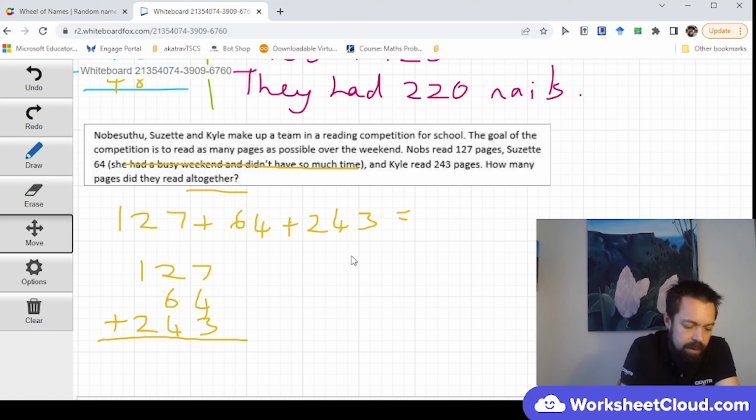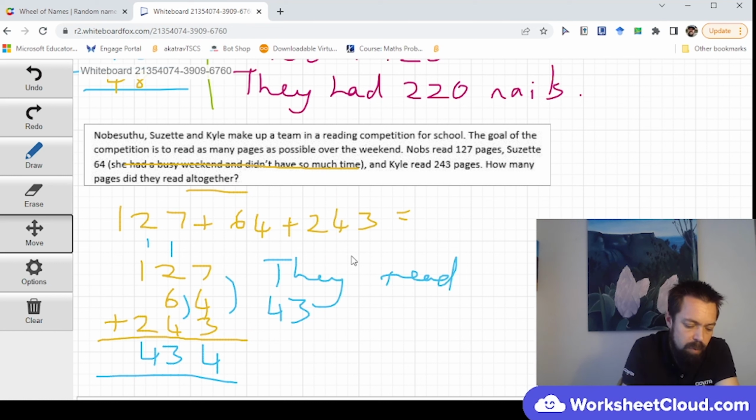When I'm adding, I'll do those two first. 3 plus 7 is 10, plus 4 is 14. Carry the 1. 10, 11, 12, 13. Carry the 1. And 4. So together they read 434 pages all together.